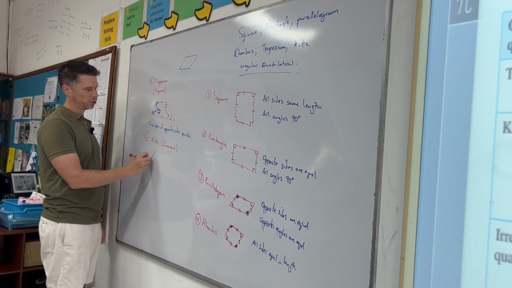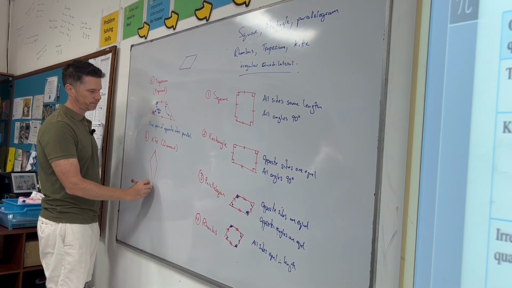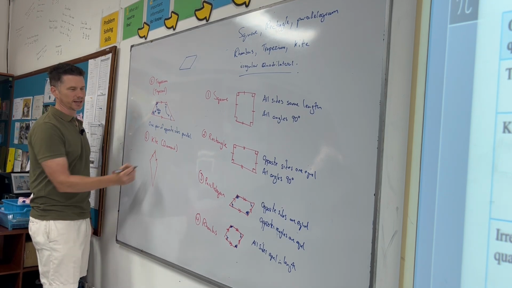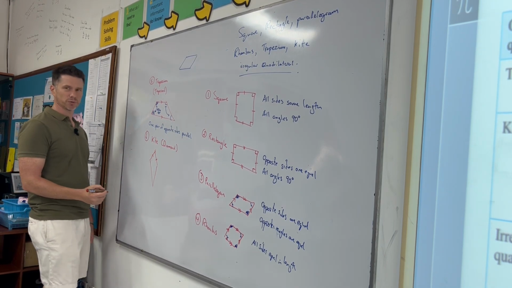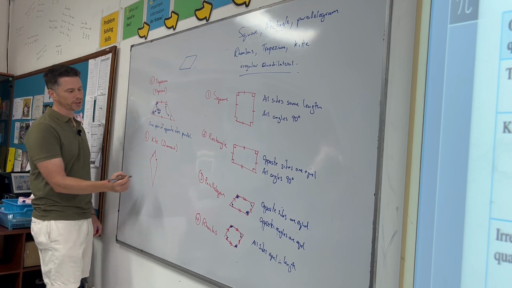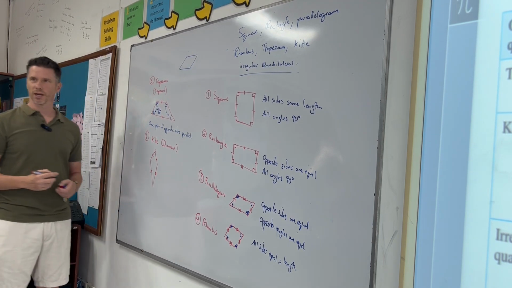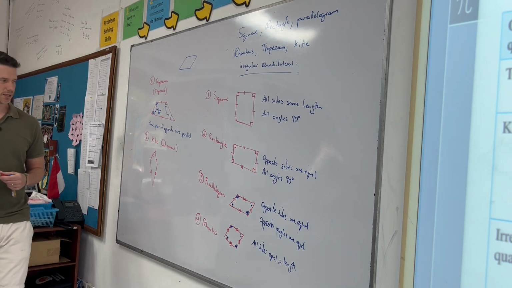So a kite looks like a diamond, yeah. Something like that. This length and this length are the same length, but they're not parallel. You can see they're clearly crossing over. And this length are also the same. There's a long side and a short side to a kite.